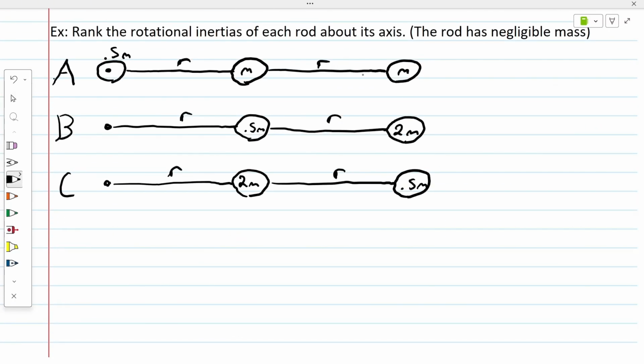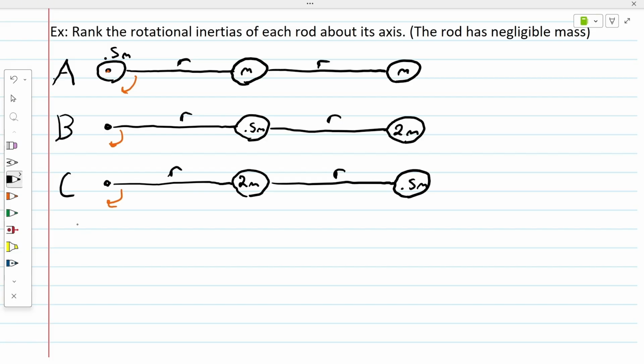So in this case, we want to rank the rotational inertia of each rod about its axis. So this is the axis right here, this little dot. And so we can say this rod is rotating around like this way. And so we want to compare these. So the rod itself has negligible mass, so we can assume that the rod is not causing any rotational inertia, and it only has to do with these balls that have m. So the m represents some unit of mass, and so they're all related to each other. So let's just calculate these in terms of m for each one of them, and r obviously being the distance from each of these points.